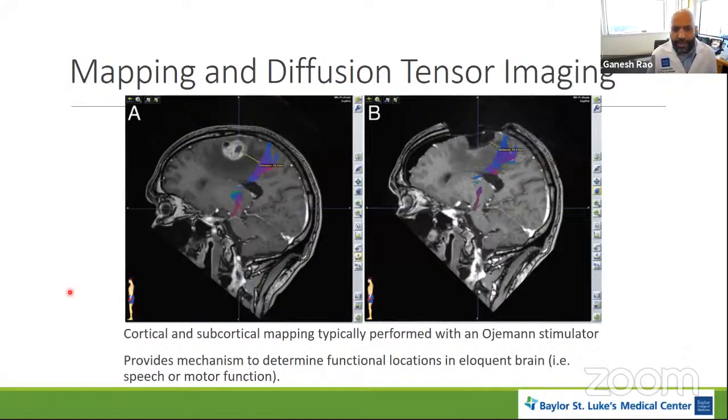So I want to talk a little bit about the utility of diffusion tensor imaging and identifying white matter tracts. Patients with tumors that are very close to these descending motor pathways may be at risk for damage to those motor pathways. You can see how as the tumor is removed and the edema settles down, there's a reduction in the distance between the tumor or the resection cavity and the tract. And if you're not careful, if you don't know where those are, you can actually damage those tracts. So we are now incorporating diffusion tensor imaging into our navigation systems and also generally performing quite a bit of cortical and subcortical mapping with stimulators to identify where these structures are.